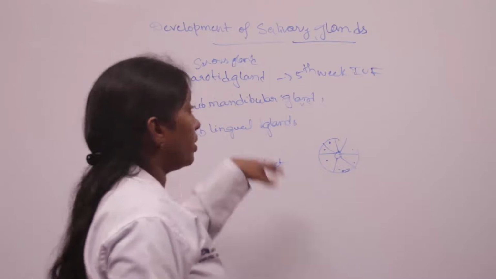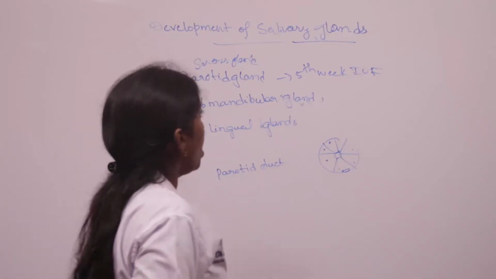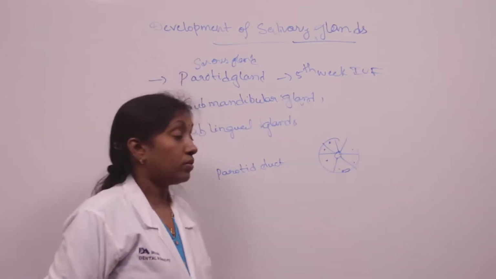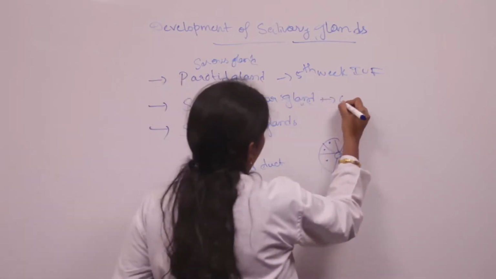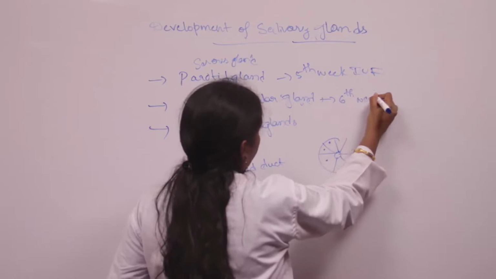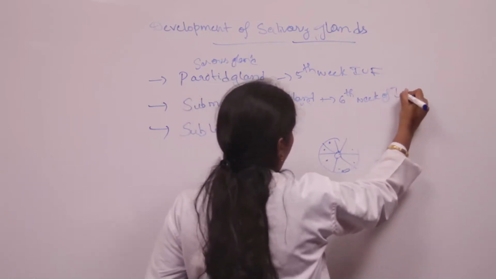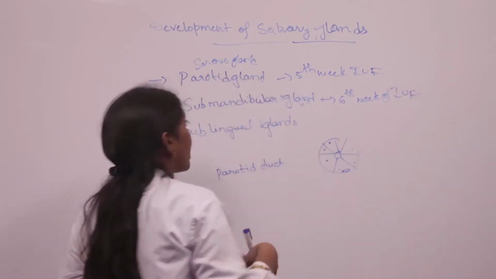So that's about the parotid gland, which develops during the 5th week of intrauterine life. And coming to the submandibular gland, it develops during the 6th week of intrauterine life. So how does the submandibular gland develop?